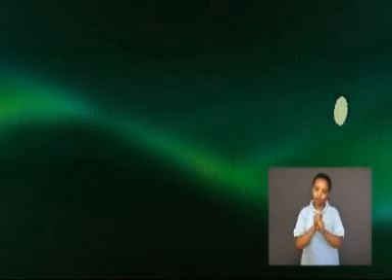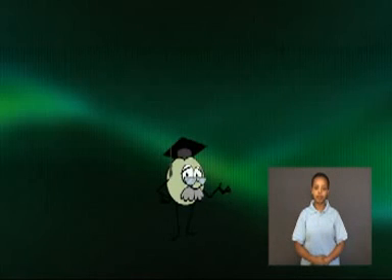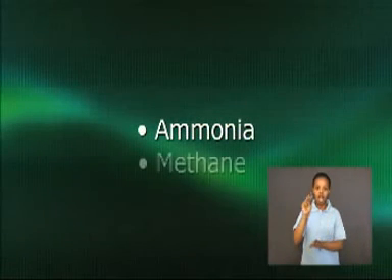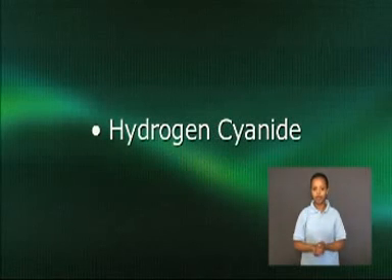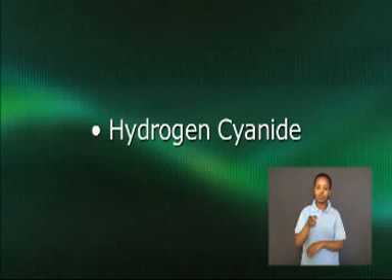Time's up. Let's get back to our lesson. Welcome back, students. Welcome back, teacher. Did you choose the 2 correctly? If you said that Stanley Miller used the gases ammonia and methane in his experiment, then you answered correctly. Hydrogen cyanide was a product of the reaction. Well done.